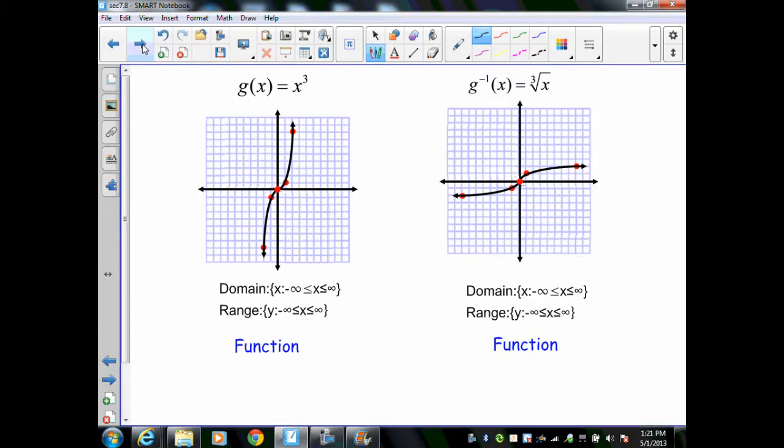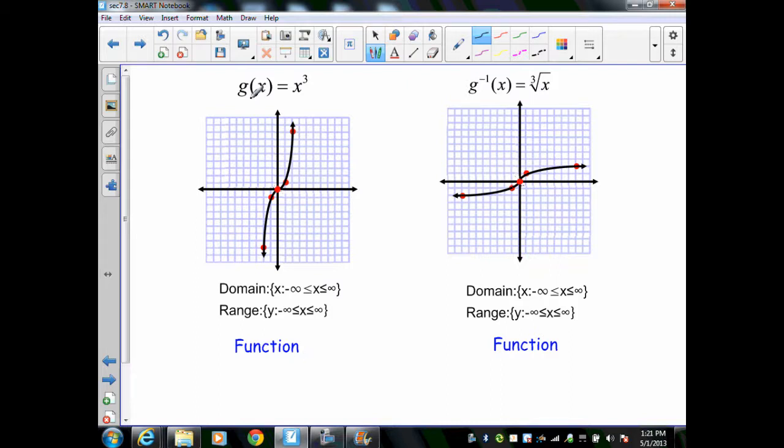Similarly, we also had g of x as x cubed. That's another one of our family of functions. We know that we could have a shift left and right, or vertical up and down, and we also know we could have a shrink or a stretch. In this case, we know that our domain is between positive and negative infinity, and so is our range. This also passes the vertical line test, and it is a function.